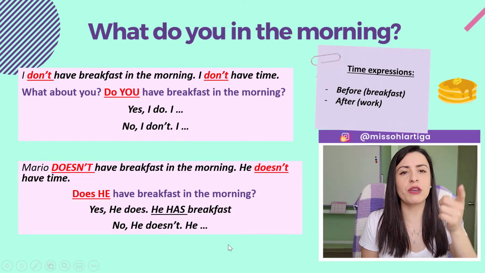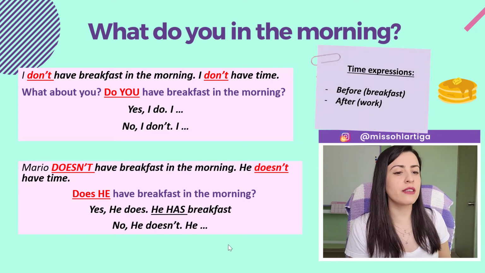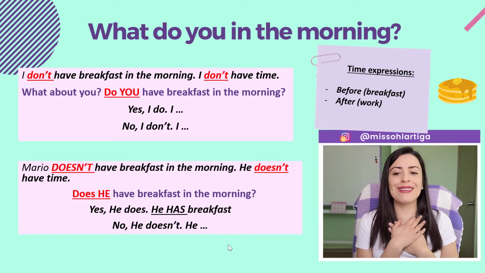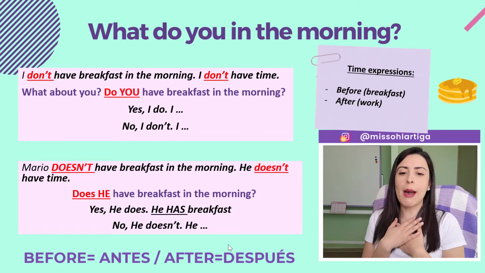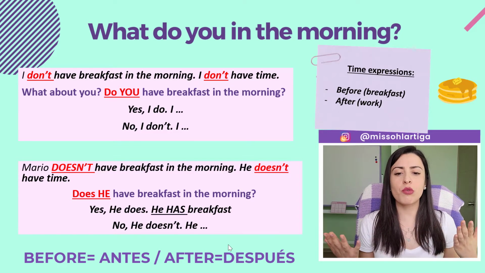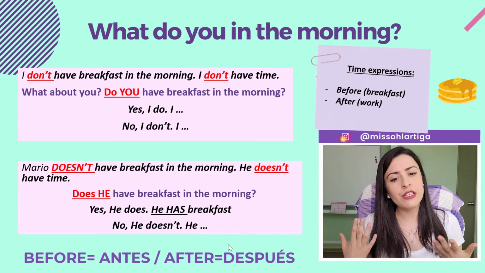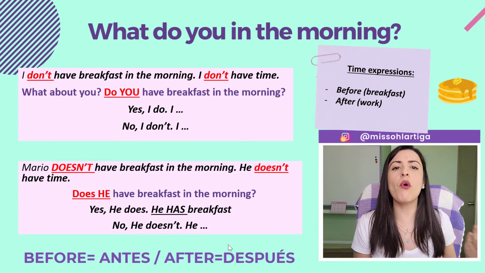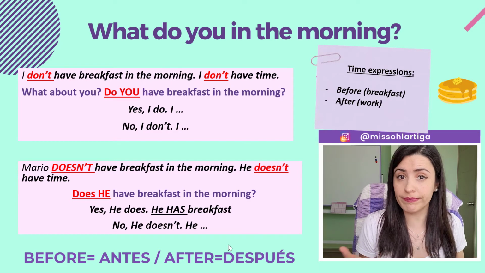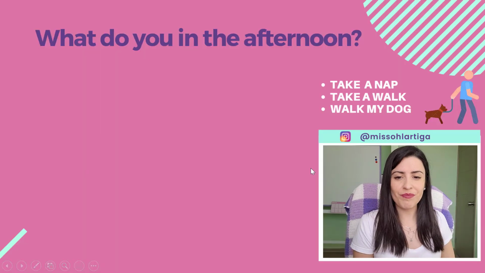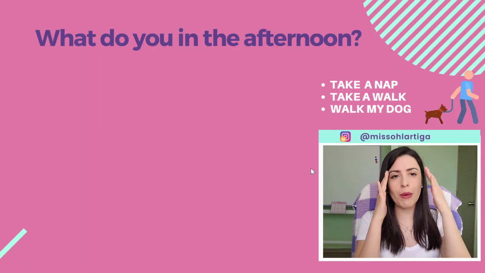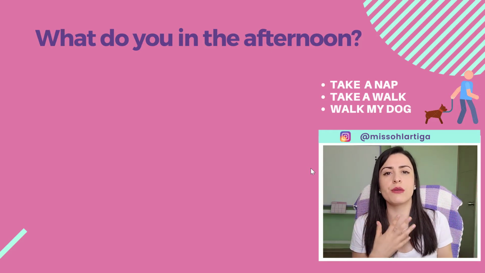So, expressions to complement your sentences, you could use before or after. For example, I can say something like, do you have breakfast in the morning? Yes, I do. I have breakfast before I go to work. Let's continue. So in the afternoon, what do you do in the afternoon? Think about actions you usually do in the afternoon.